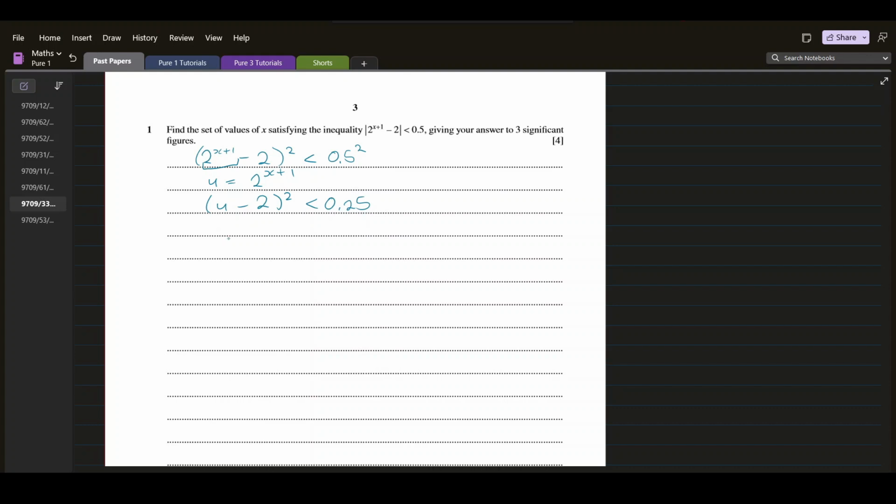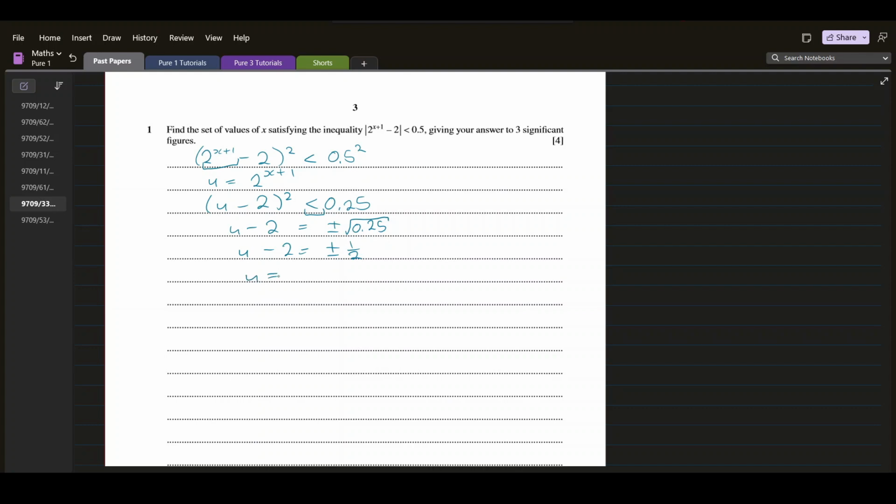You can see that we have it in a sort of completed square form, so we can solve using the completed square method. We're going to take the square root of both sides, so that becomes u minus 2. I'll use an equal sign here; we'll get back to the less than sign later when we have our roots. So this is plus or minus the square root of 0.25. What is the square root of 0.25? That's half, I believe. So plus or minus 1 over 2.